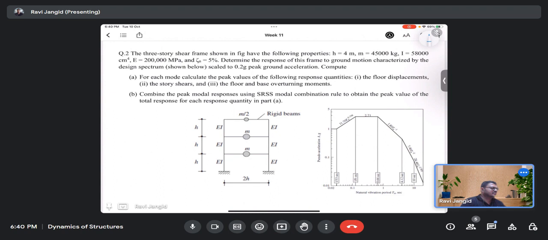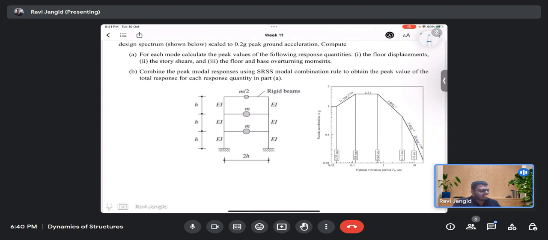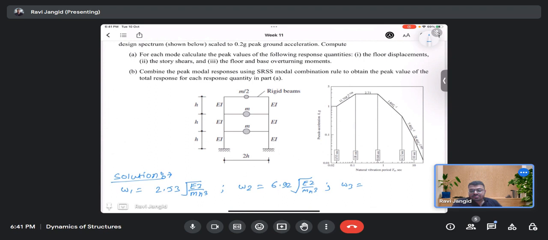So I will write omega 1. At that time, we had omega 1 as 2.53 root EI by MH³, omega 2 was 6.92 root EI by MH³, and omega 3 was 9.461 root EI by MH³.